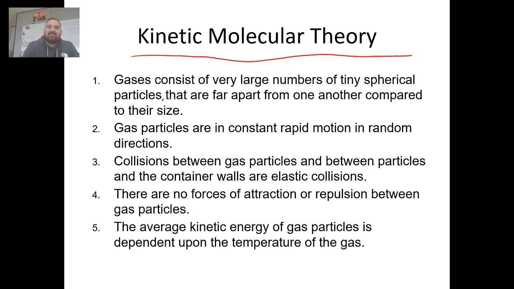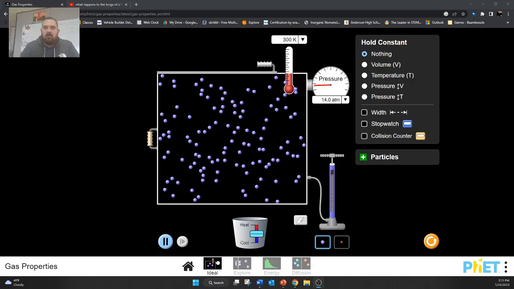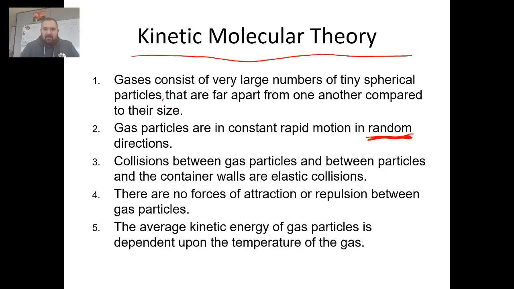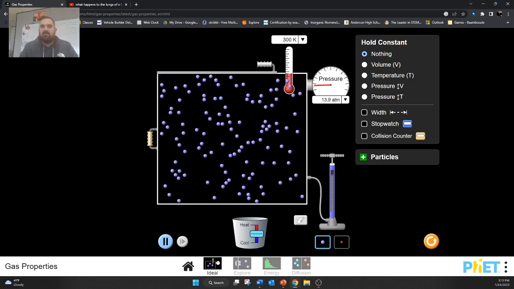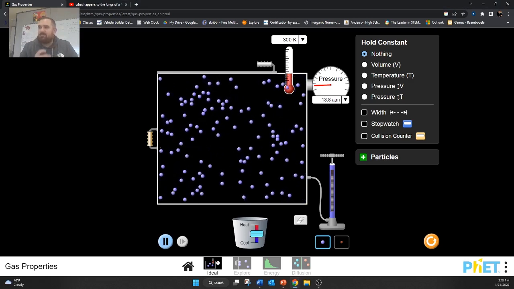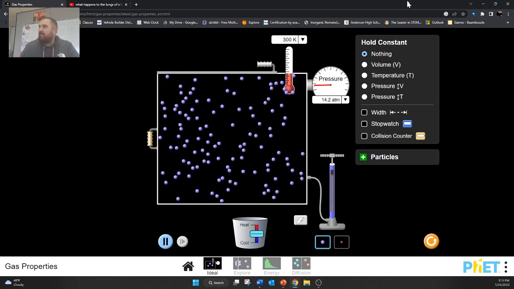Now the second one says that gas particles are in constant rapid motion in random directions. This is very important. So the gas molecules, they're not all moving to the left. They're not all moving to the right. They're not moving together. They're all moving randomly in random directions. I'll pull up the simulation to show you. Actually, I'll pull it up now. All right, so if we take a look at this simulation, you can see that the gas molecules are all moving in rapid motion in random directions. So that's what we mean by that.